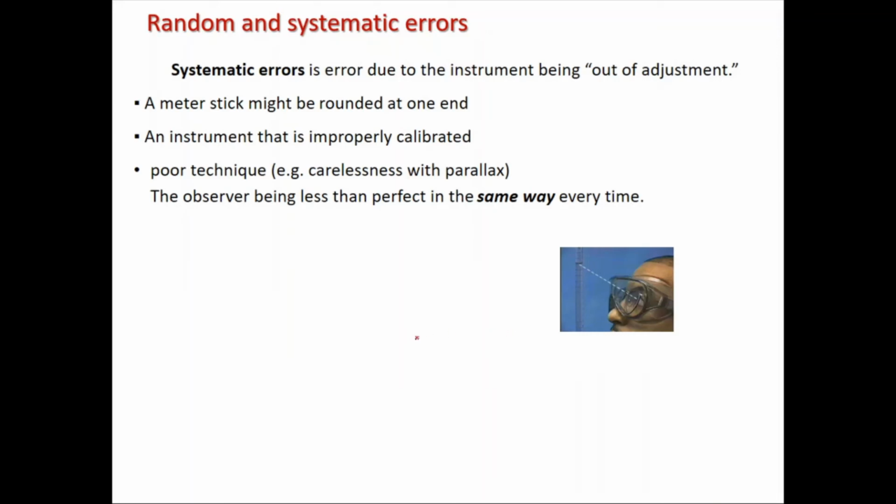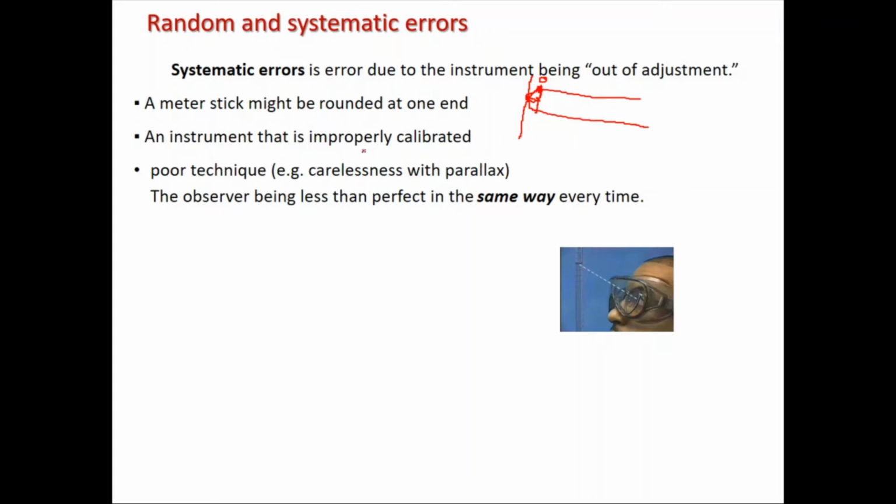On the other hand, the systematic error is due to the instrument being out of adjustment. If your instrument is not very well adjusted, then we are going to make some systematic errors. For example, a meter stick might be rounded at one end. If this is your meter stick, and this end is a little bit rounded, and the 0 point is starting here, but you measure from this point, it means every time you are going to add this much error to your measurement.